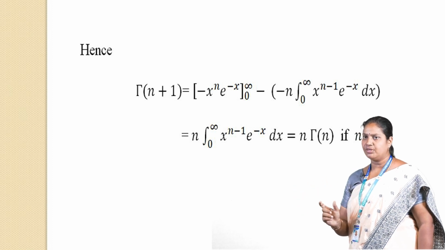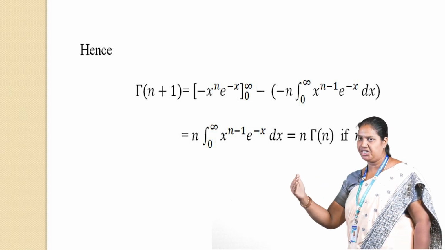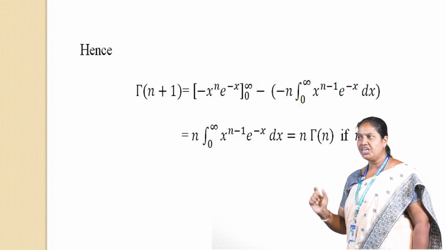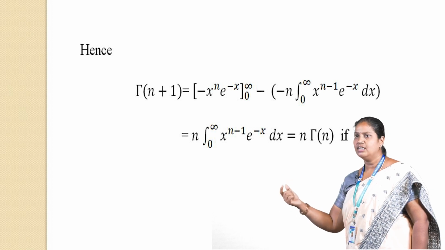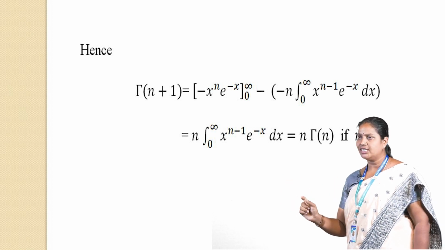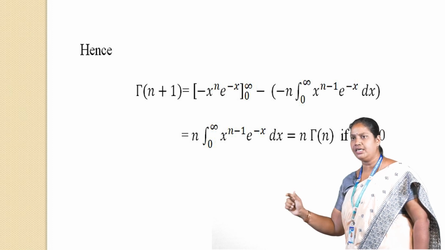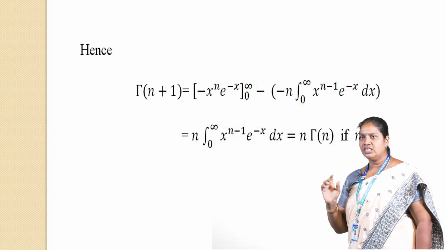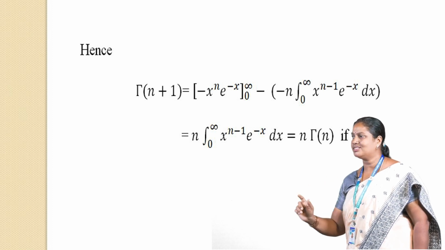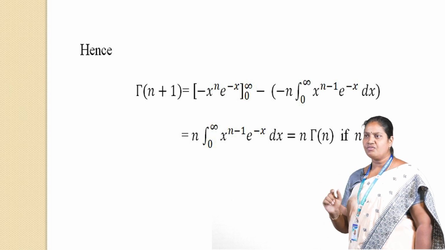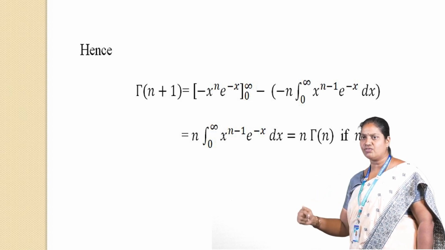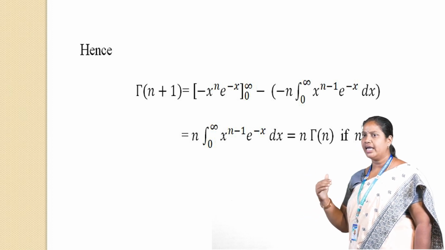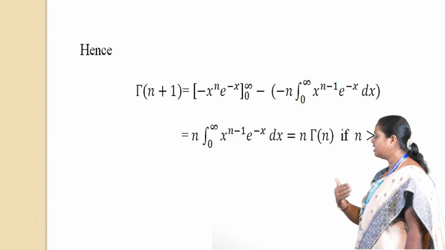So it will be the first term, and here the limits are from 0 to infinity, and the next term will be minus integral v du. So v is minus e^(-x), we are taking that outside, and du is n x^(n-1) dx. Here n is a constant, so we are taking that also outside. So gamma of n plus 1 is equal to minus x^n e^(-x) with limits from 0 to infinity, minus of minus n integral 0 to infinity x^(n-1) e^(-x) dx.